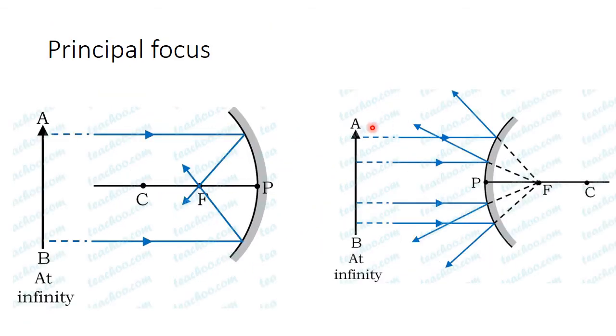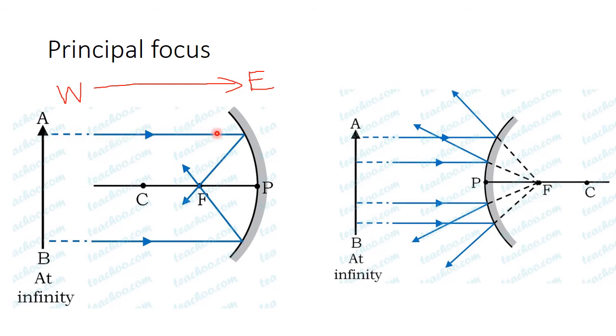Now let us define principal focus. When a narrow beam of parallel light, in this case, suppose this is one light ray, this is another light ray. Now these two light rays, can you see? They are moving parallel to each other, and they are moving from left towards right, or I'll say from west towards east. Fine.